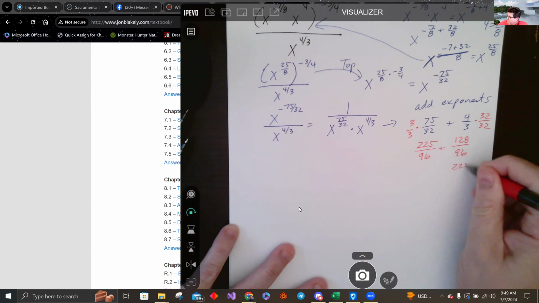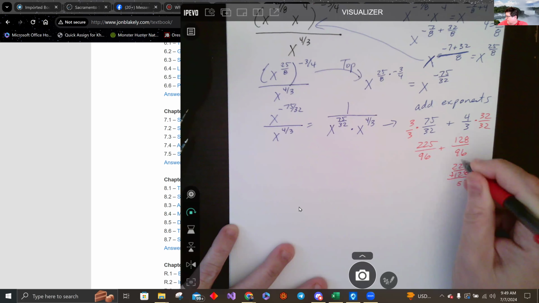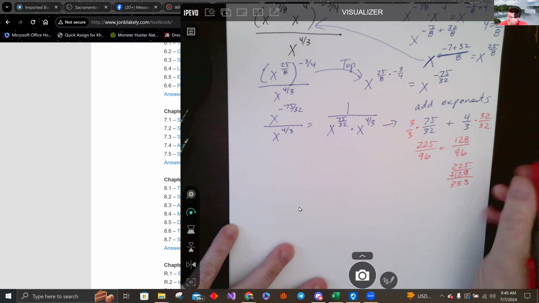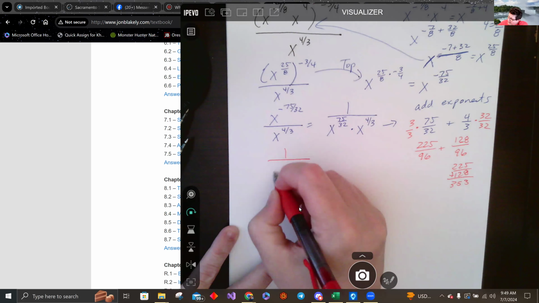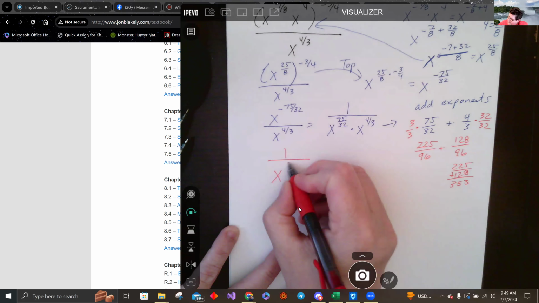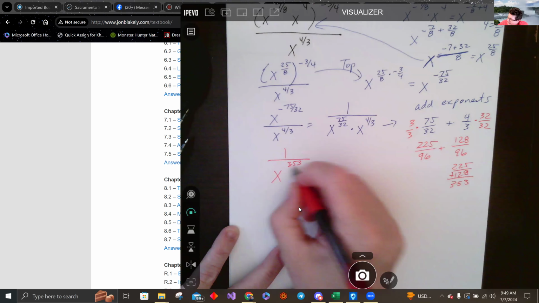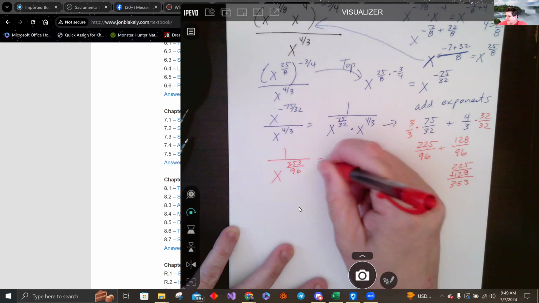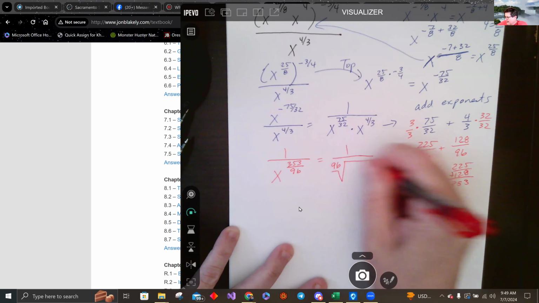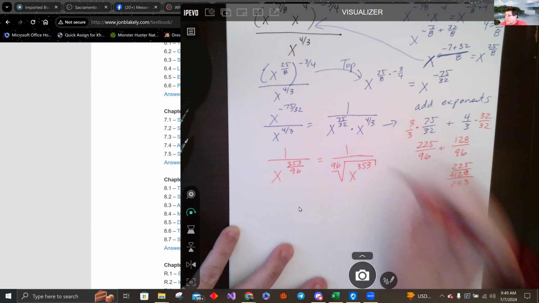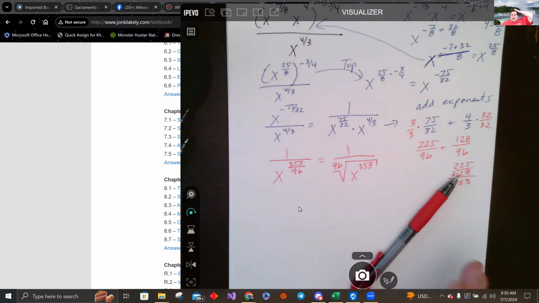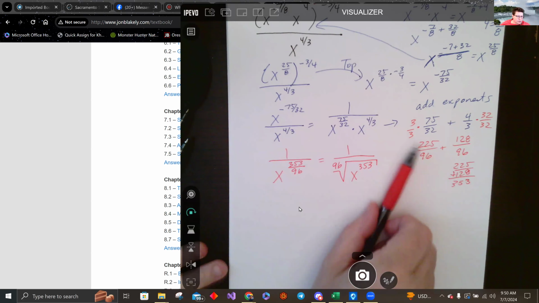So what's 225 plus 128? We got a 3, 5, 353. This ends up being 1 over x to the 353rd power divided by 96, which is the 96th root of x to the 353rd power. Wow, that's awkward. God, that was ugly. This is what happens when you make problems up.